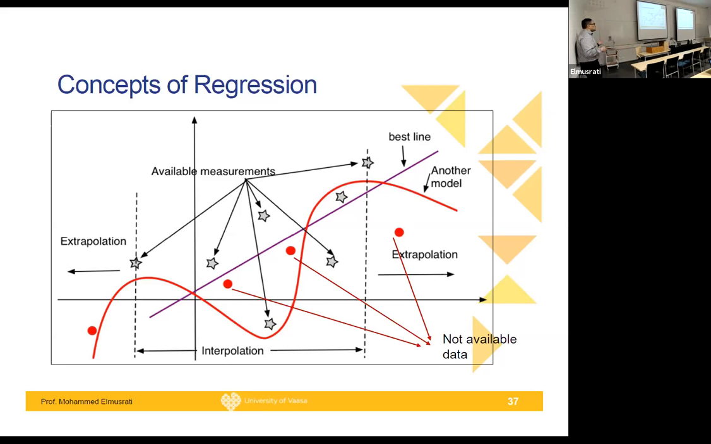But you can also build different kinds of models. You can build this other model, for example, and so on. And the difference between the real data and the not available data, as you can see, this is the real one, and this is the error. So the error is a little bit large compared with the best line. But anyhow, we don't actually know the actual model of this data.